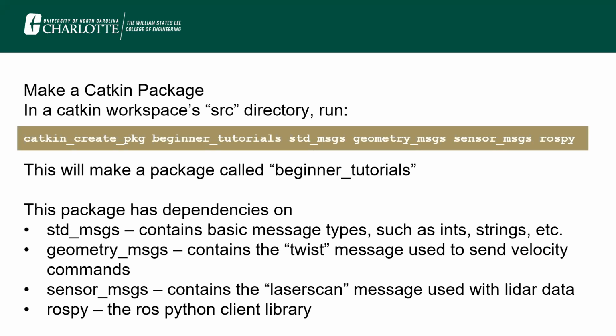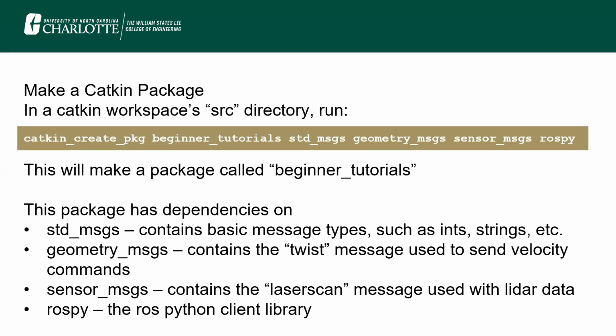To make a package in your catkin workspace, we'll need to go into the source directory and run this line here. I already have one called beginner_tutorials, so I'm going to name mine something different than what's in the slides. You have the command catkin_create_pkg, and you give your package a name, and after that you list dependencies that you want that package to have. Often these dependencies are build tools or message types that you're going to use.